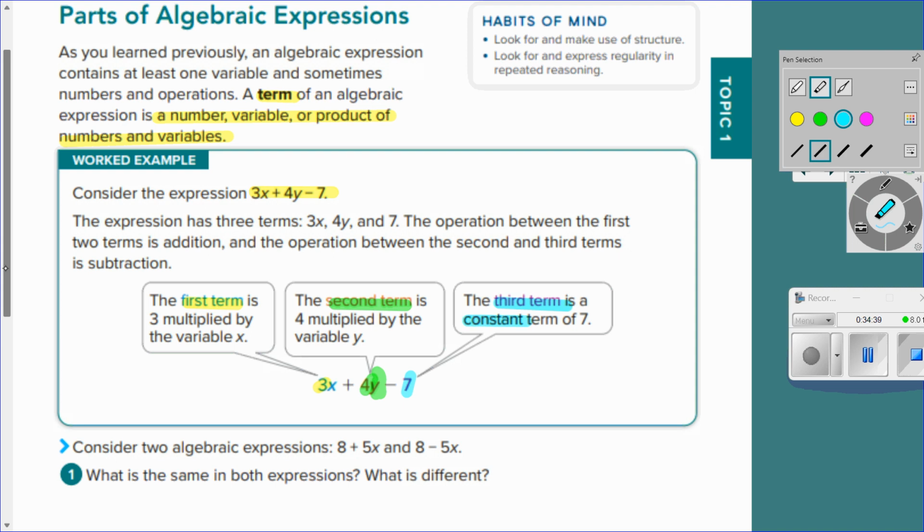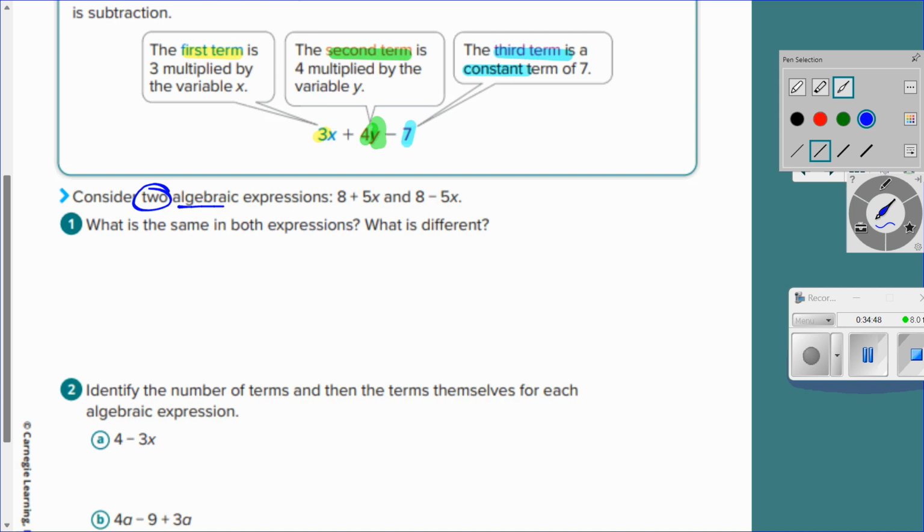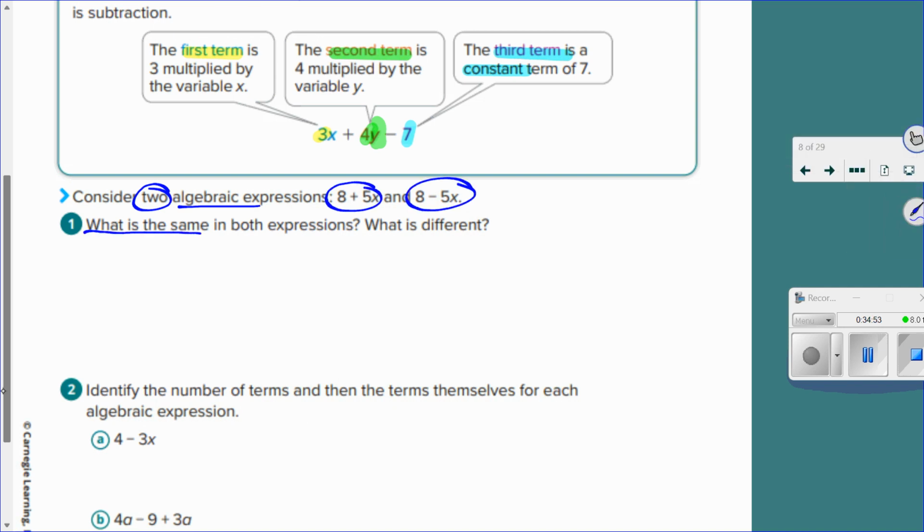Okay? So when I look at these, if I have two algebraic expressions, 8 plus 5x and 8 minus 5x, I have two terms in both of them, right? I have a term of 8 and a term of 5 times x. So there are two terms in both, and they're the same too. The difference is the operation, which is going to get you a completely different answer.